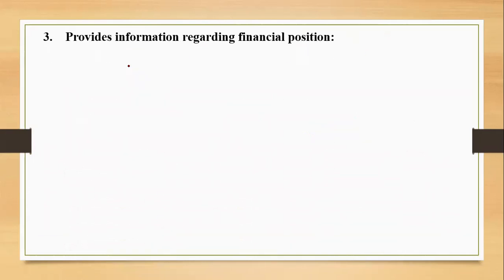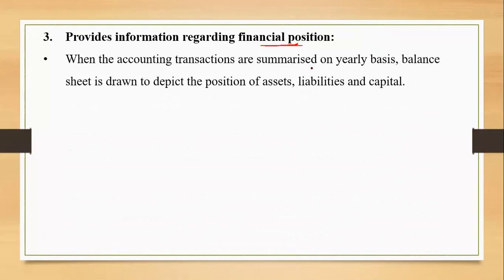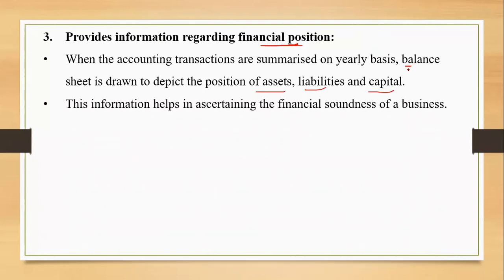Third, provides information regarding the financial position. कहाँ से पता चलता है? With the help of which statement? So the balance sheet. Okay, that's very correct. If we have the information with us, if we have the proper record with us, it is very easy to know the position of assets, liabilities, and capital by preparing balance sheet. Okay, fine.